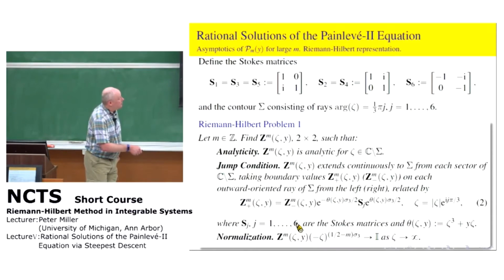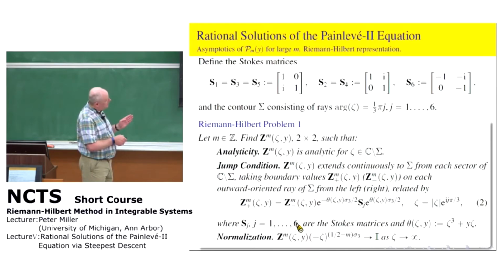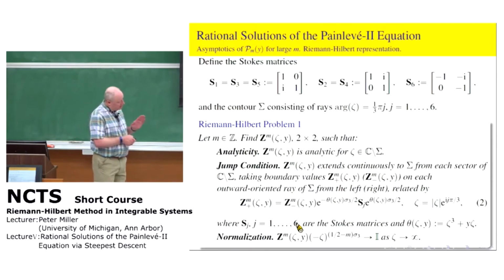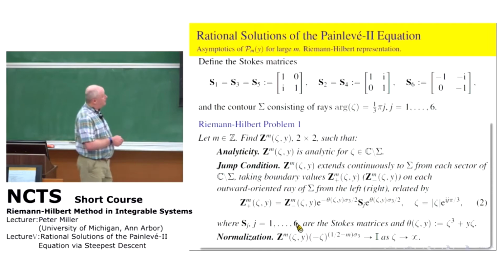y is the independent variable for Painlevé, and the only place that the m index shows up in the problem is in the normalization condition, because we expect that Zm of zeta, y times this diagonal power matrix, minus zeta to the power 1/2 minus m to the sigma 3, that product should tend to the identity as zeta goes to infinity. That's the Riemann-Hilbert problem that we wrote in lecture 1 for the Painlevé 2 rationals. And you may remember that problem had an additional real constant called kappa, and that constant kappa has been set to 0 because we said that we could do that without loss of generality.